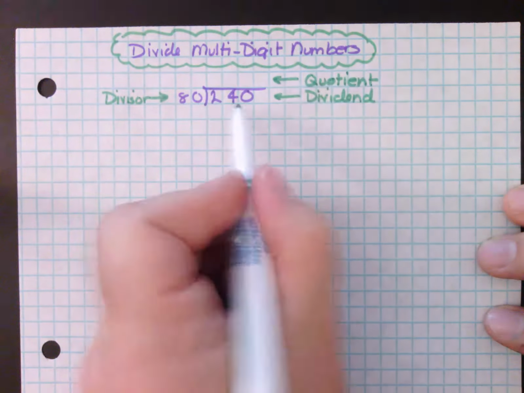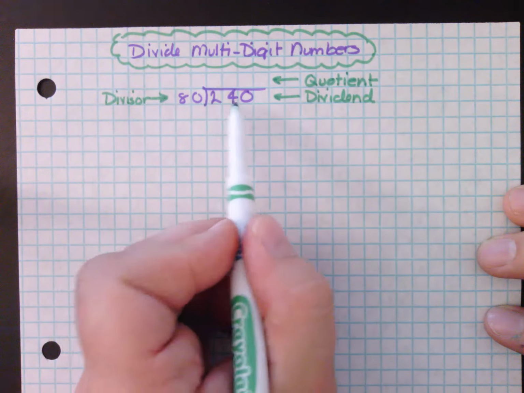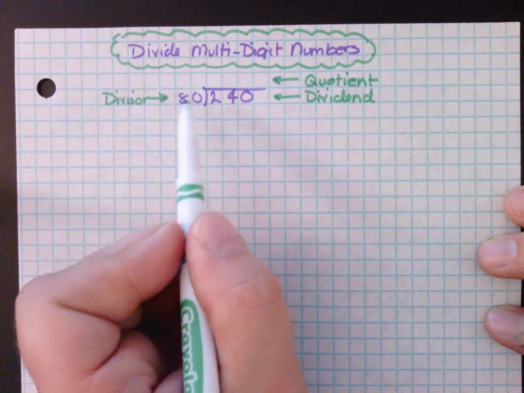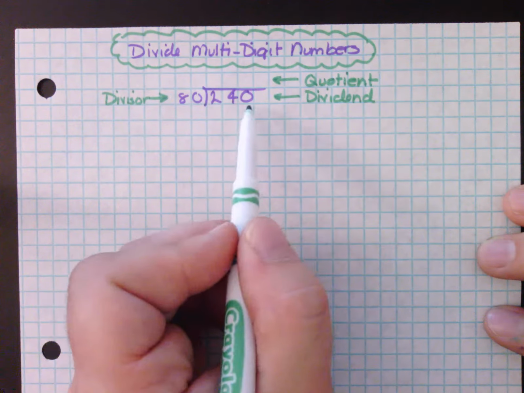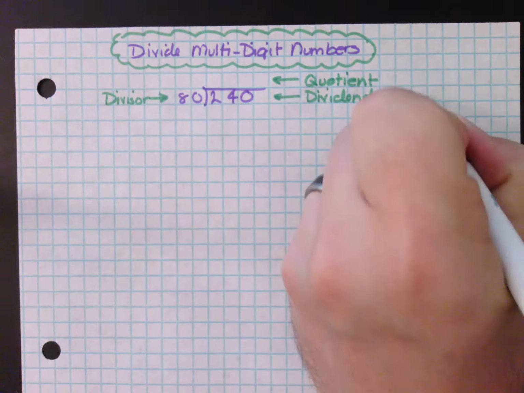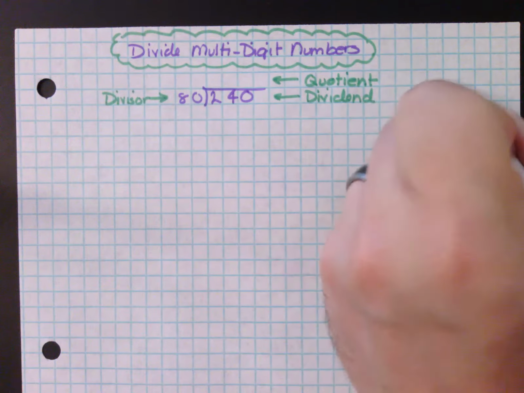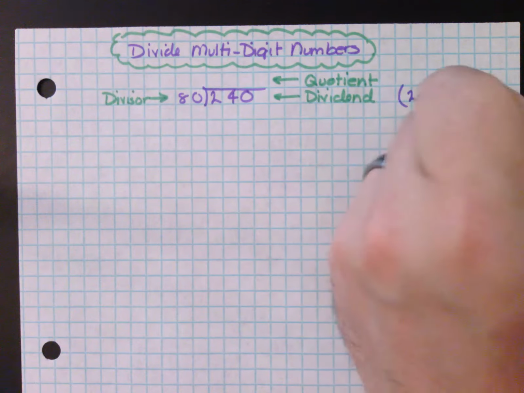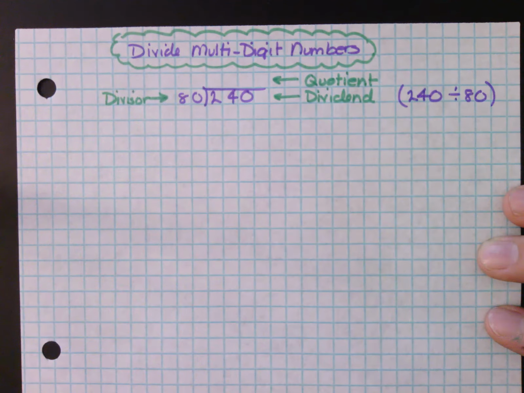Be sure to read this correctly. This is saying 240 divided by 80, not 80 divided by 240, and can also be written as 240 divided by 80. So let's look at some examples.